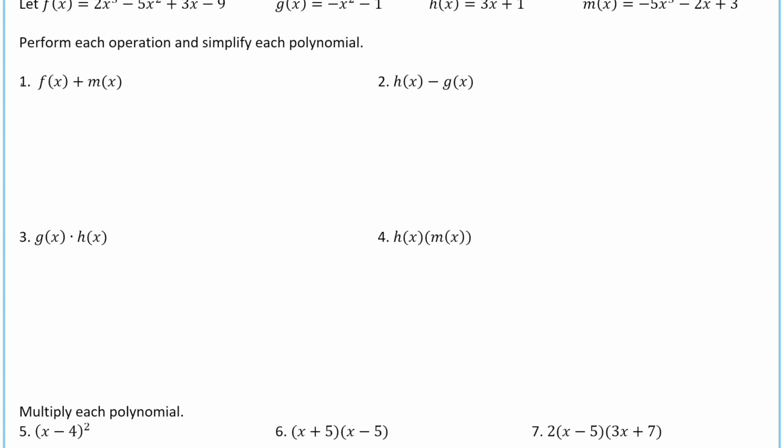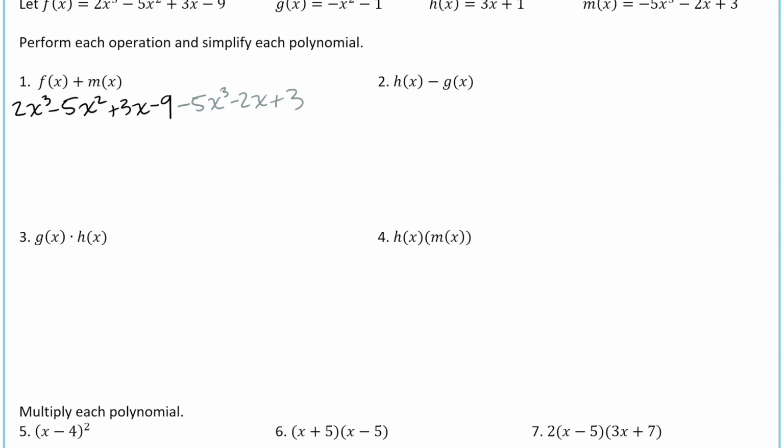All right, so first I have f of x plus m of x, and above you can see we have a list of functions, a whole bunch. Here I'm just going to add f of x and m of x. F of x is 2x cubed minus 5x squared plus 3x minus 9. M of x is -5x cubed minus 2x plus 3.